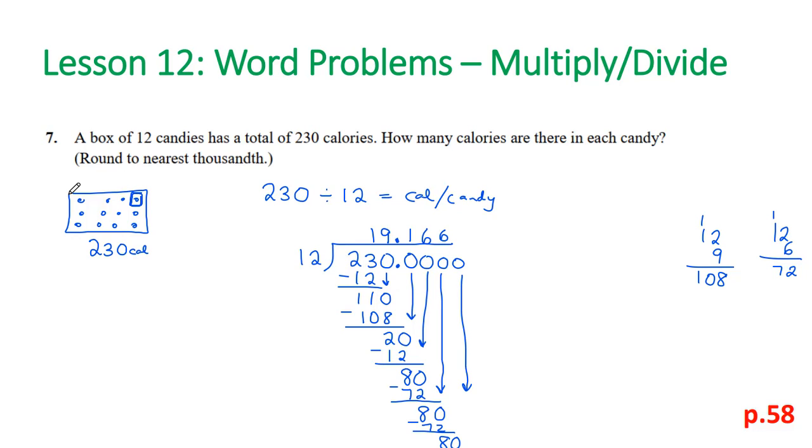So we know that this is going to be a repeating decimal. It's just going to be 6, 6, 6, 6, 6. It's just going to keep going on and on and on like this.